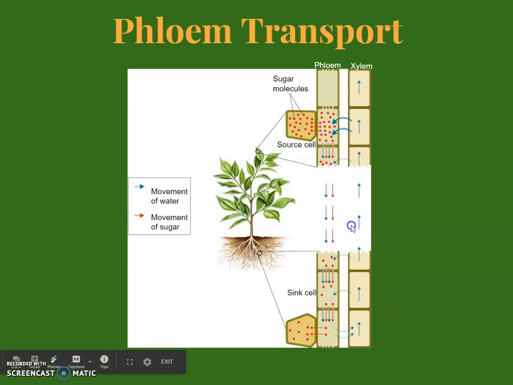So here's just another diagram. The xylem is taking the minerals and water and transporting it up, and then the phloem is going to transport sugars from the leaves, right, because that's where the glucose is made from photosynthesis, and it's going to transport it to other parts of the plant, going all the way down to the roots if it needs to, or to the stem.